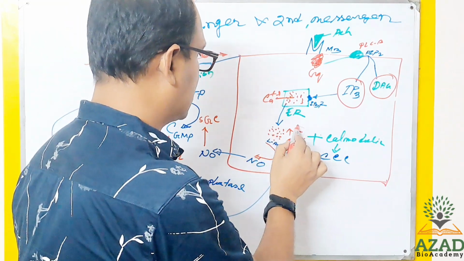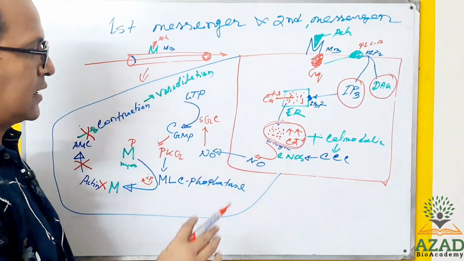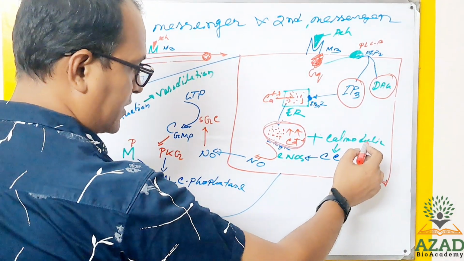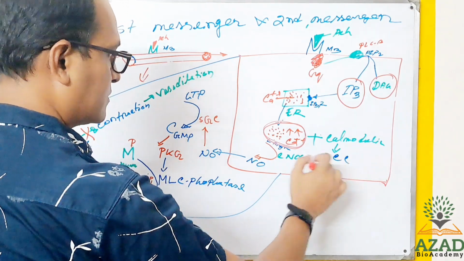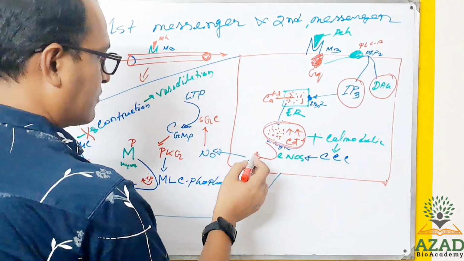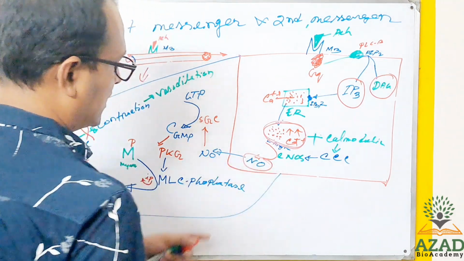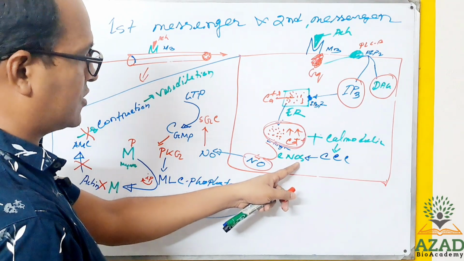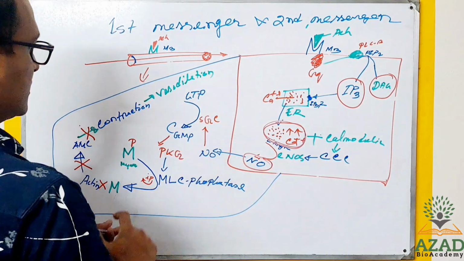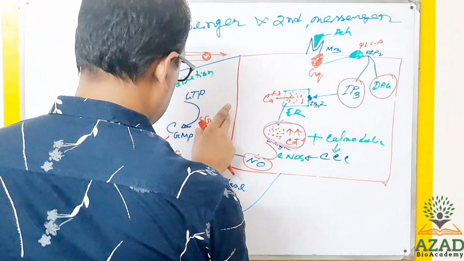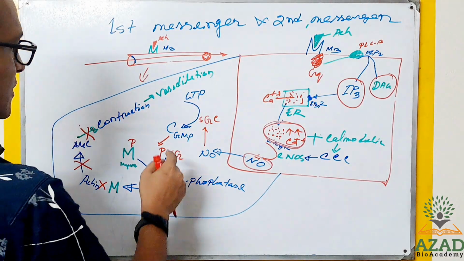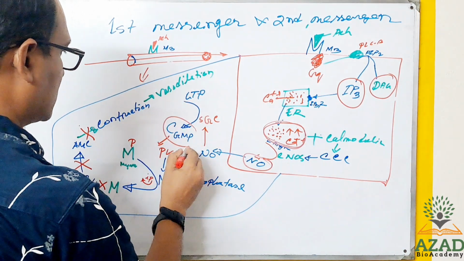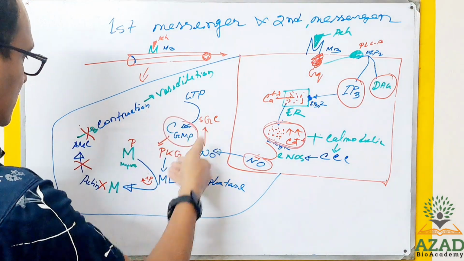So that calcium is in a larger extent. Calmodulin was present. eNOS was also present, but nitric oxide was not present. This nitric oxide comes from arginine with the help of endothelial nitric oxide synthase. Now come here. GTP was present. Guanylate cyclase is present, and cyclic GMP was not present because it comes from GTP. So this one is newly synthesized.